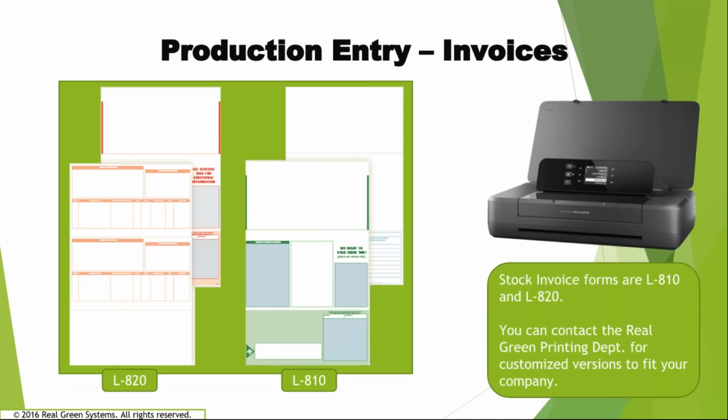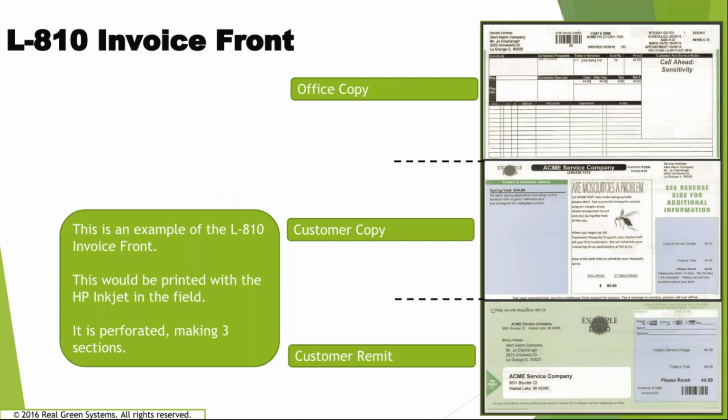With the invoices, our stock invoice forms are the L810 and L820. L820 is a pest control form and gives more information on products. You can contact Real Green Printing Department for customized versions to fit your company's needs.